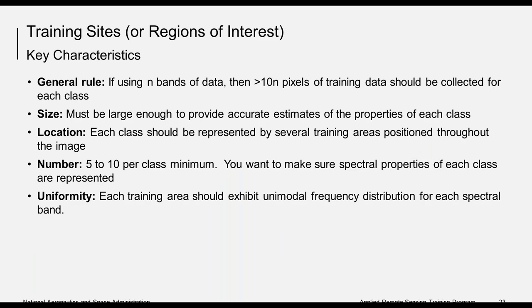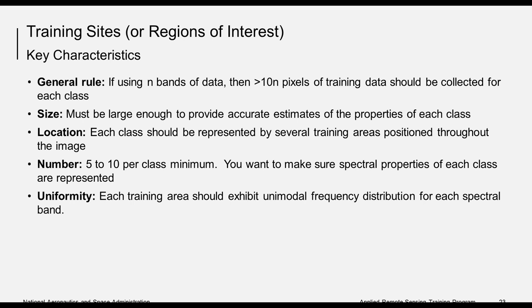So there's some key characteristics of training sites that you need to know. As a general rule, if you're using N bands of data, then you should collect more than 10 N pixels of training data for each class. Because a lot of people say, well, how many pixels should I collect for each training site? So this is just a general rule. However, in reality, it's not really a huge concern because most people will not bother to determine the total number of pixels for each class. The point is that you want to make sure you collect an adequate number of pixels per class, and some of the next rules will actually address that.